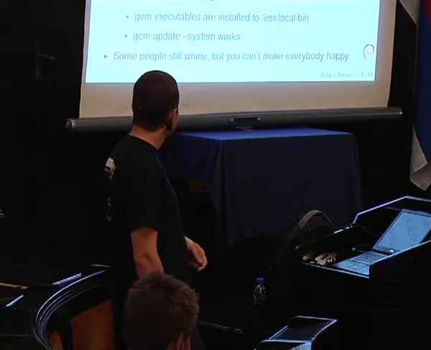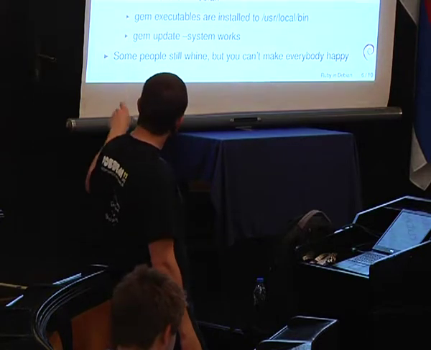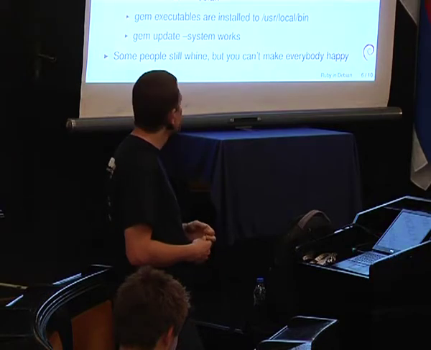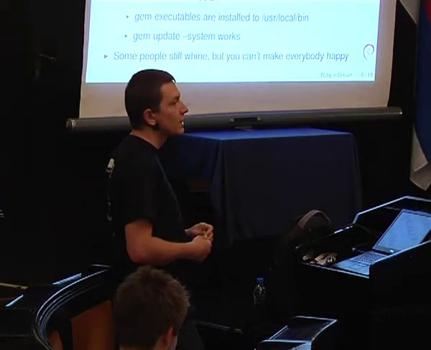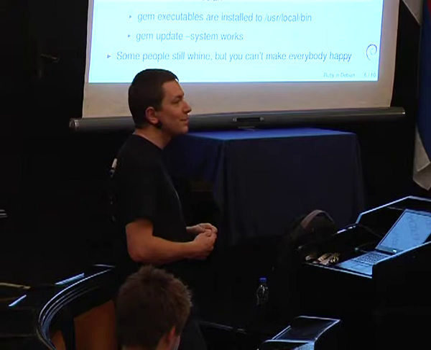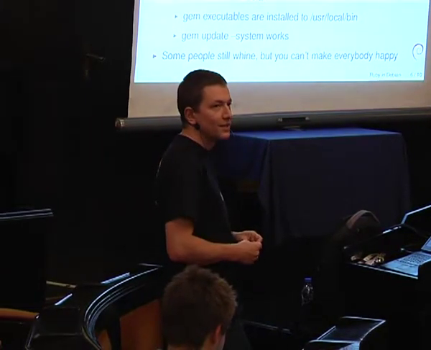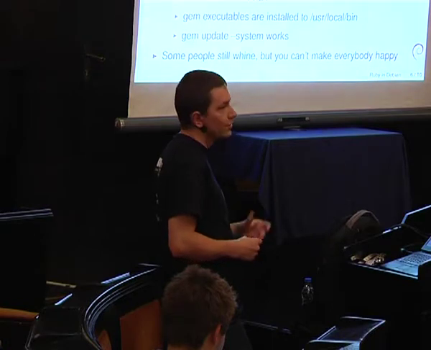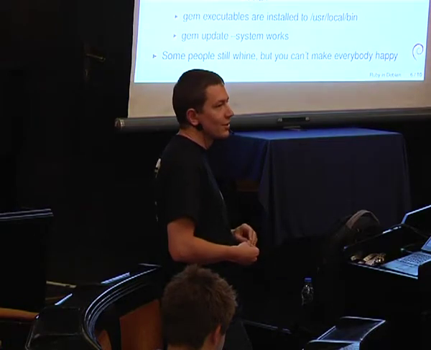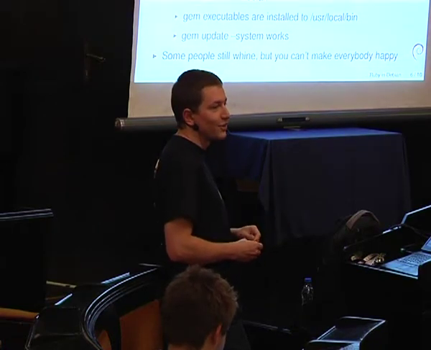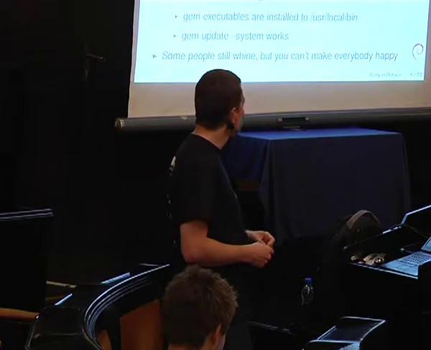So with all those changes, I think that the Ruby community doesn't have anything to complain about Debian anymore, because we implemented basically what they wanted. But well, some people still whine and consider Debian and Ubuntu as completely obsolete and crippling Ruby, but well, you can't make everybody happy.